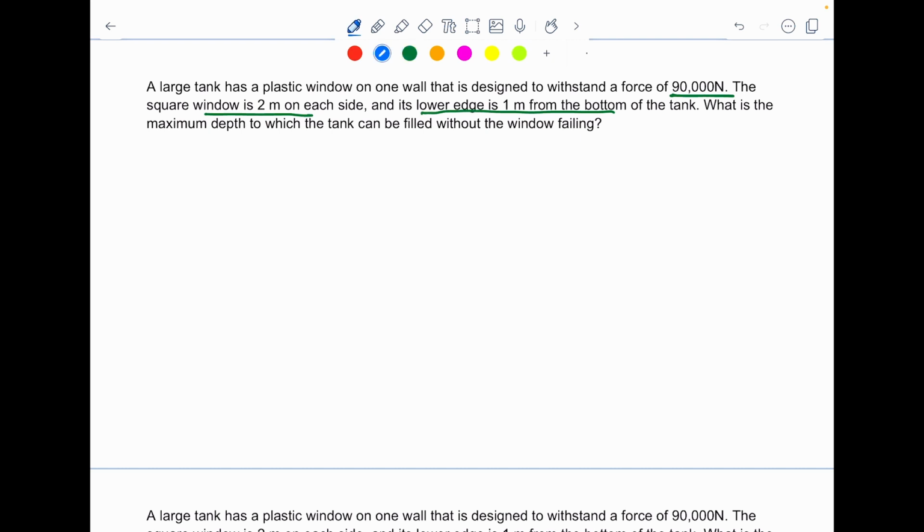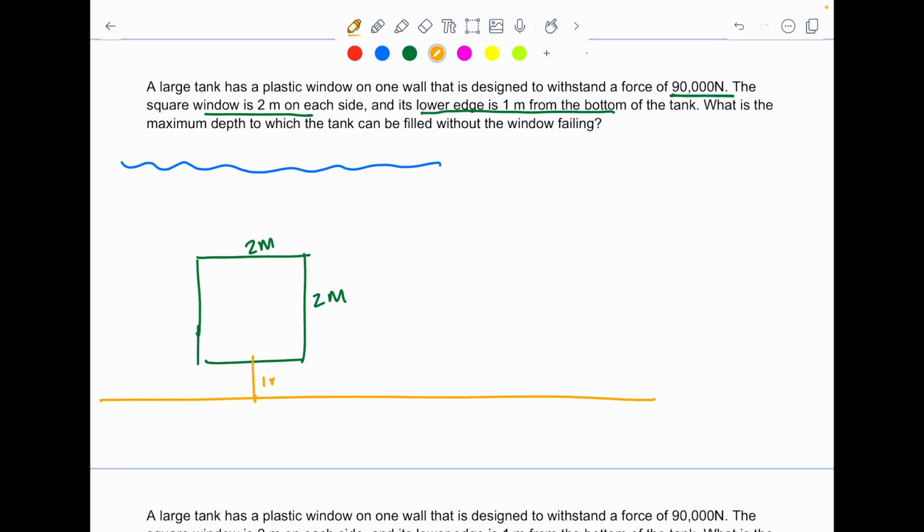We're going to start by drawing a picture of what's happening. So I've got the top of our water, and we've got our square window. It's 2 meters on both sides. And then the other thing we know is that it is 1 meter from the bottom of this tank. What we want to find is this distance right here. We want to see what depth we can have, and that window is still not going to fail.